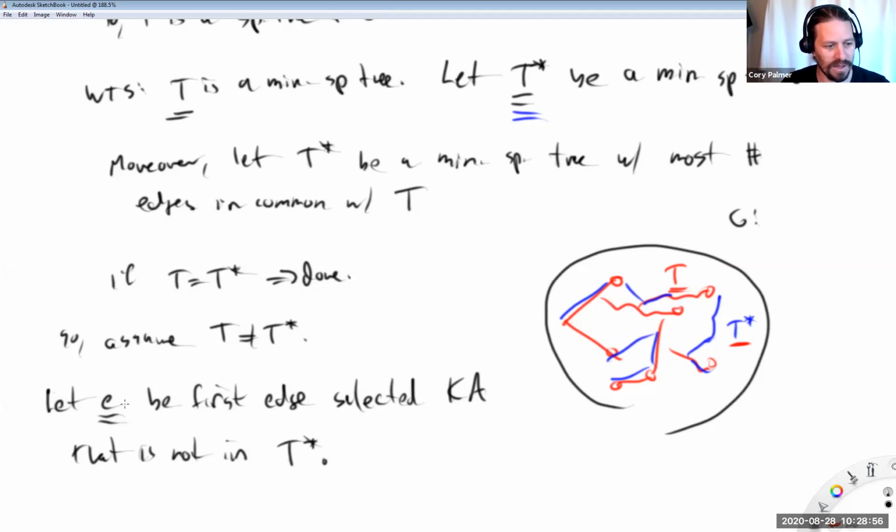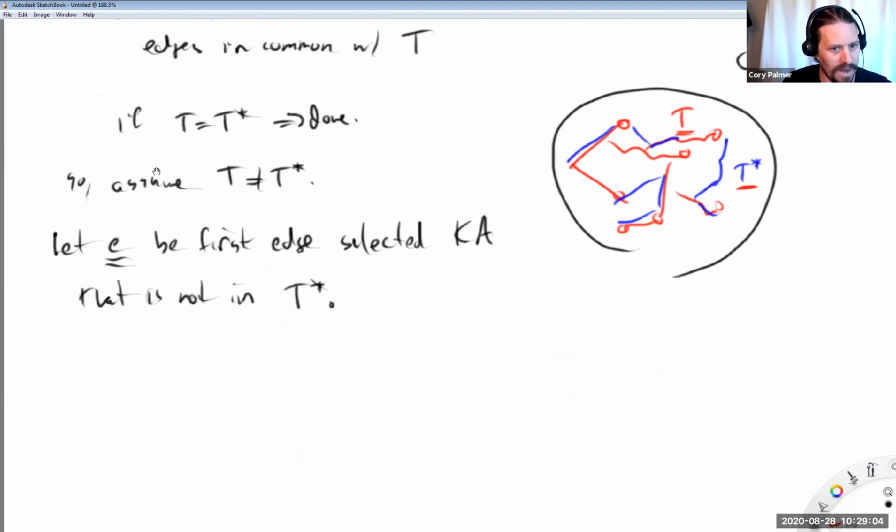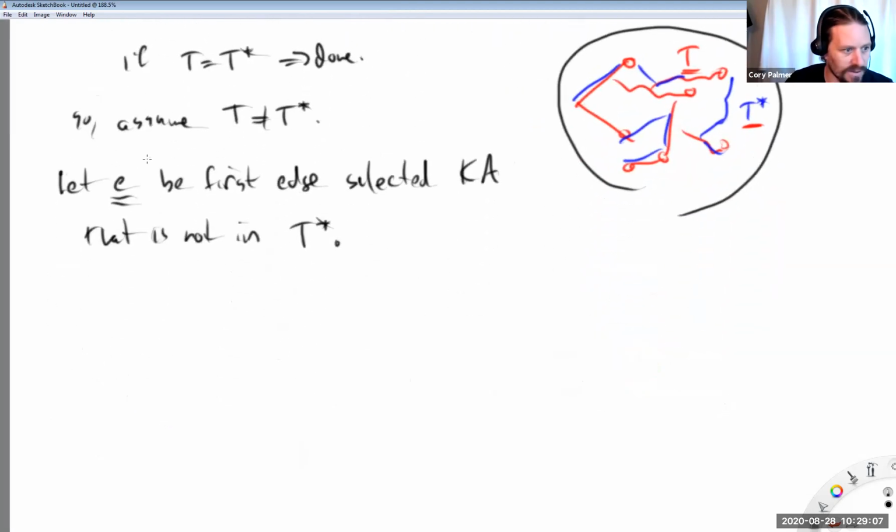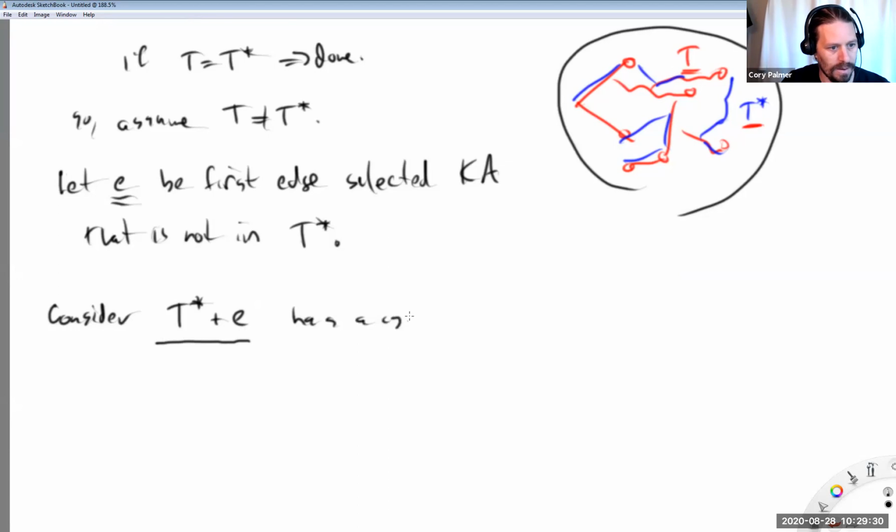Why do we care that it's first? It has to do with the weight. Remember, the edges of T are ordered somehow by weight. So that'll be a helpful notion there, okay? So now I want to make the following really nice observations here. Let's consider T star plus the edge E. Remember, this edge E was not in T star. What happens when I add it to T star? You get a cycle? You get a cycle, exactly. This has a cycle. And actually, it's important for us now. Not only do you get a cycle, how many cycles do you get?